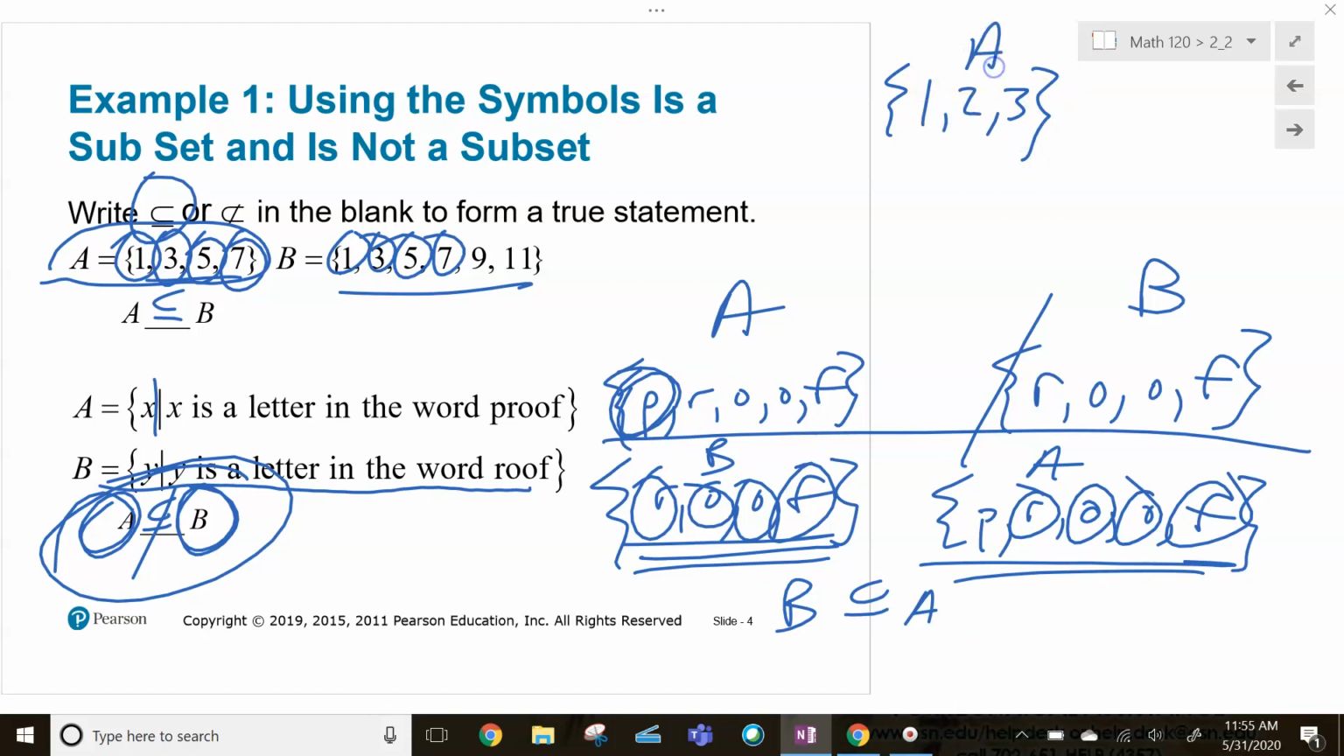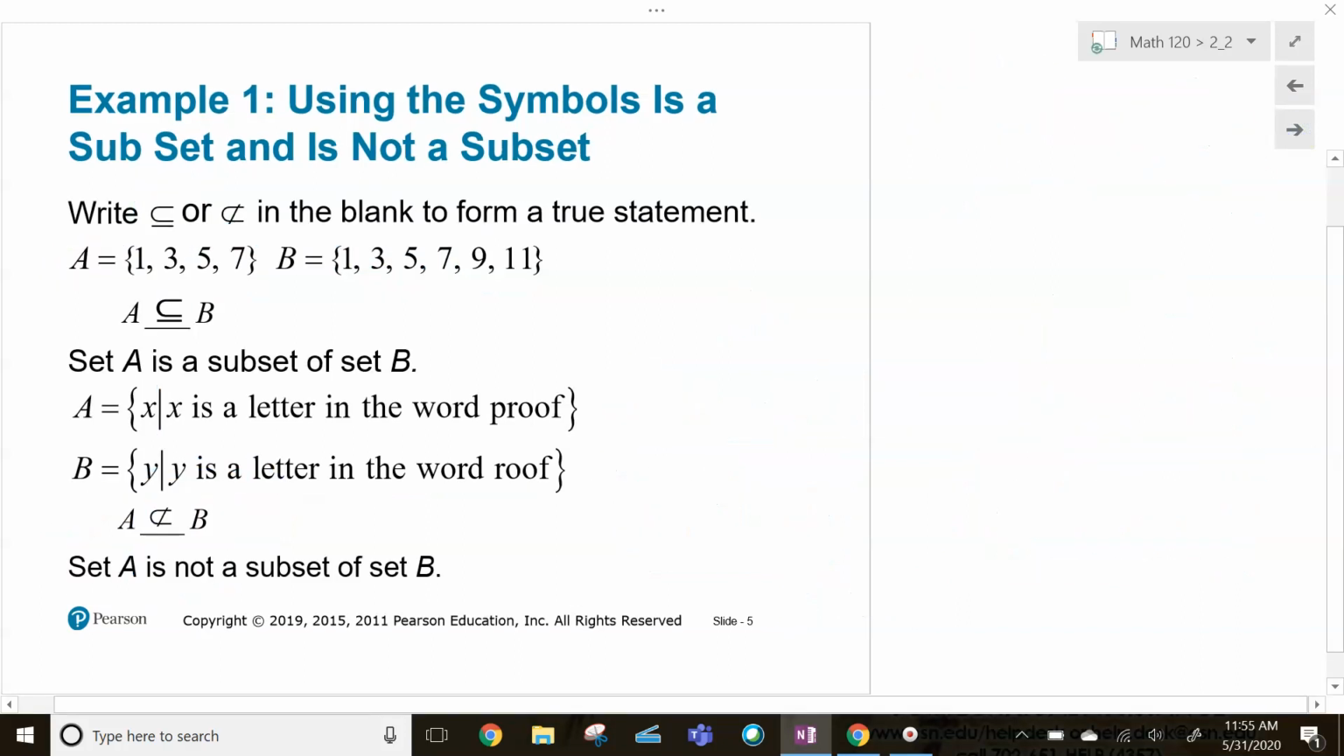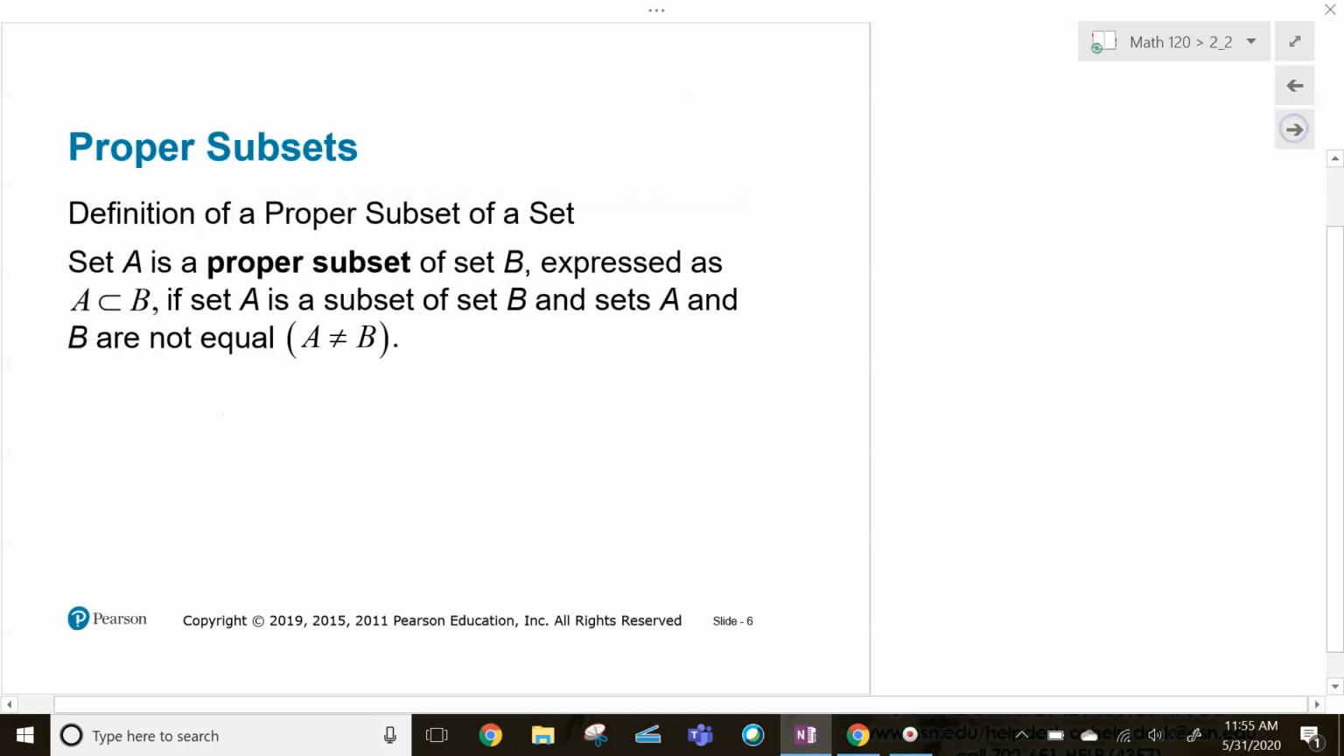Okay? And yes, they can be the same set as well. Let's say set A and set B are both 1, 2, 3. Is A a subset of B? You bet it is. One is in B, two is in B, three is also in B. So yeah, they can be the same set. And sometimes you might see the subset symbol with the line under it, so yes, they can be the same. Kind of like an or equal to, if you will.